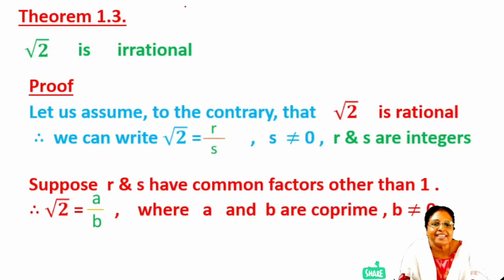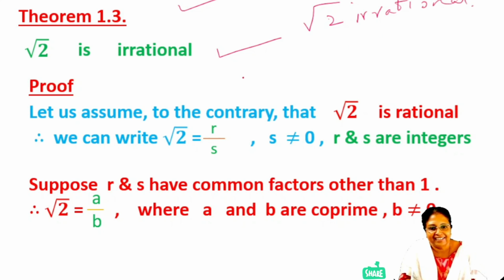Then come to the next theorem. Theorem 1.3. What is it? Root 2 is irrational. Already we know that root 2 is an irrational number. We have seen that. But here we are proving it. Understand? Root 2 is irrational. That is what we are going to prove here.